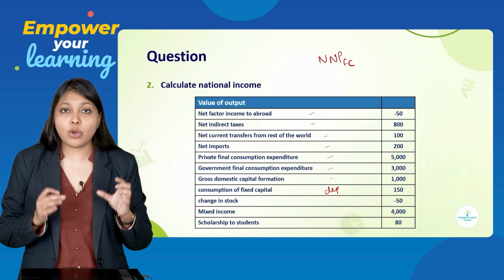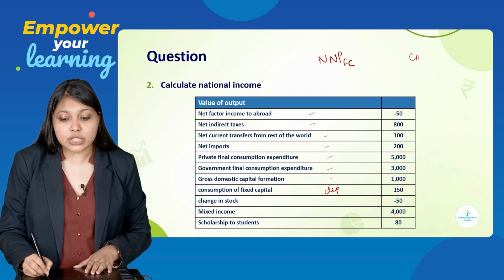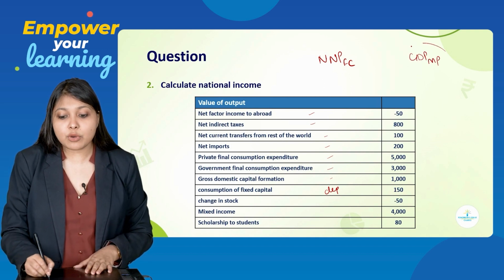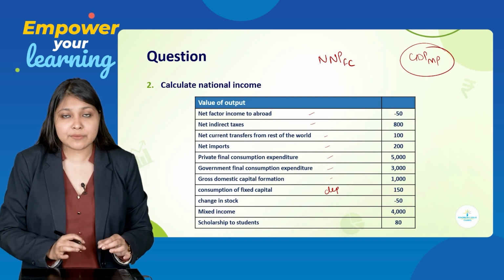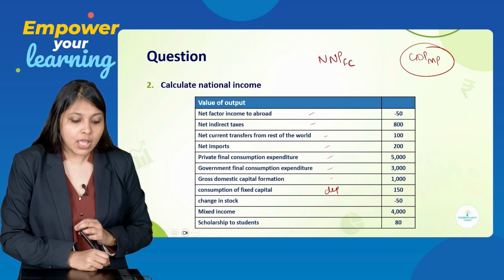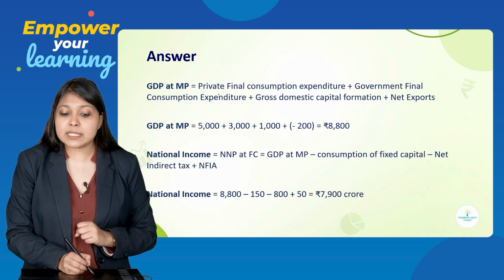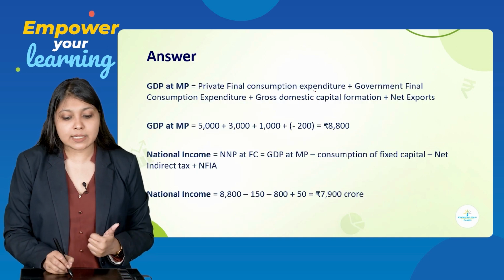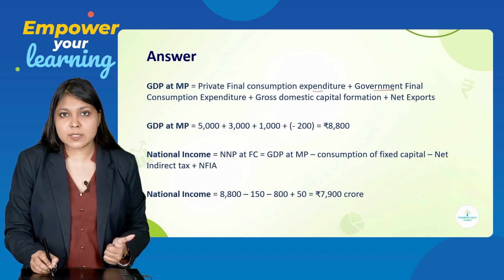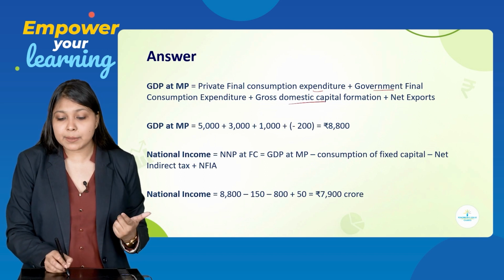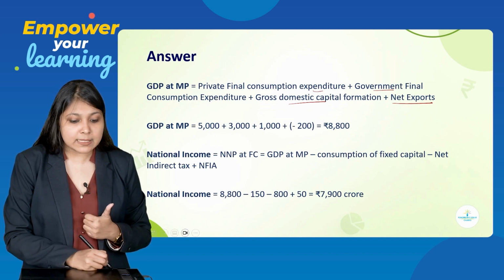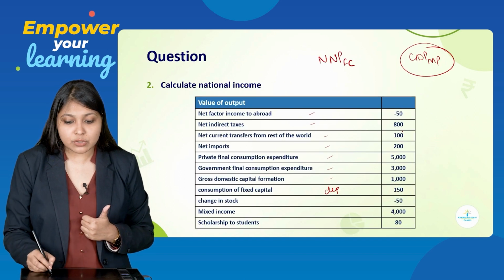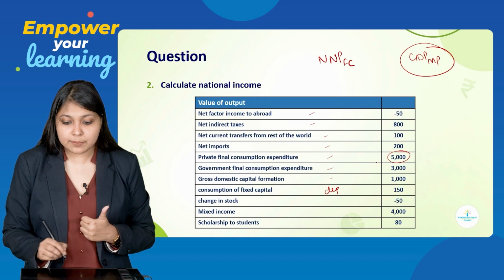So the aggregate of the expenditure method is GDP at MP. First and foremost, we will find out GDP at MP, and then we will find out NNP at FC, which has already been asked in the question. So GDP at MP is equal to private final consumption expenditure plus government final consumption expenditure plus gross domestic capital formation plus net exports. Private final consumption expenditure is given to us in the question, that is 5,000.